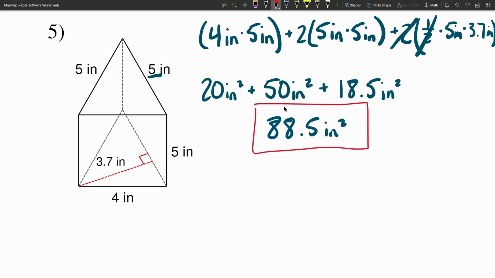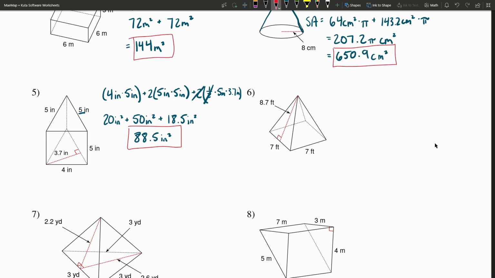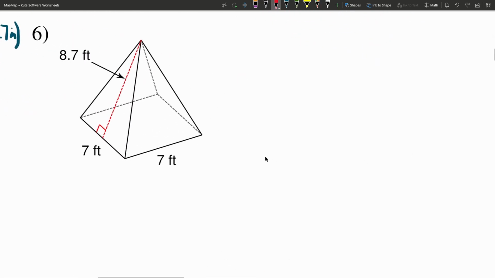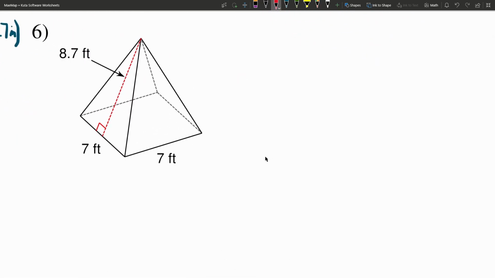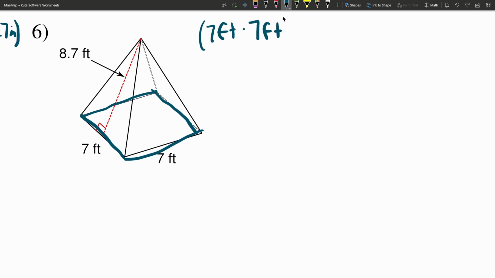Let's move on to number 6. Number 6, we're introducing another new figure, which we went over on our volume worksheet. This is a pyramid. And you can see for this pyramid, because our base is a square, which is 7 foot by 7 foot, that's one side. So multiplying that to get the area, 7 feet times 7 feet. And we're going to add that to, again, because it's a square, look at all the other 4 sides.